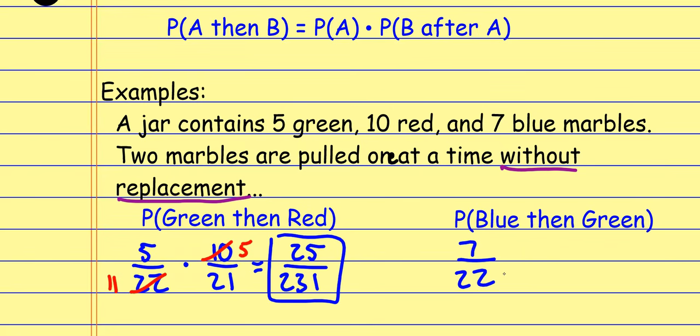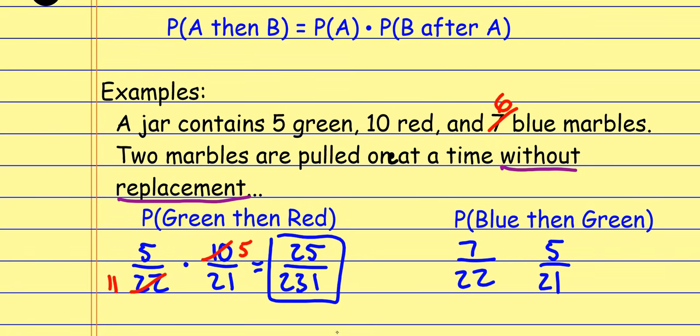But now I have to imagine that this first thing has happened. So imagine I took a blue marble out. Now there's only 6 of them, right? So now the probability of a green marble, well, there's 5 green marbles, but now there's only 21 marbles total. I don't know why I put an equal sign there.